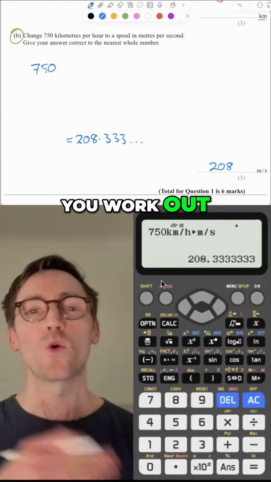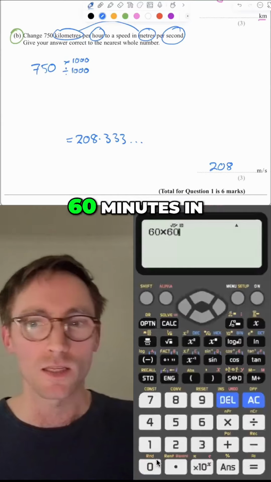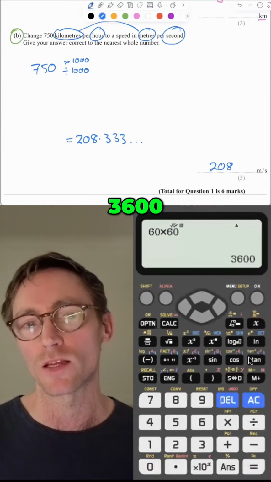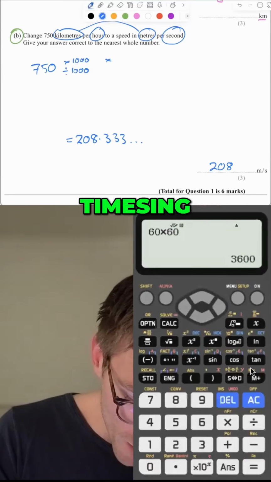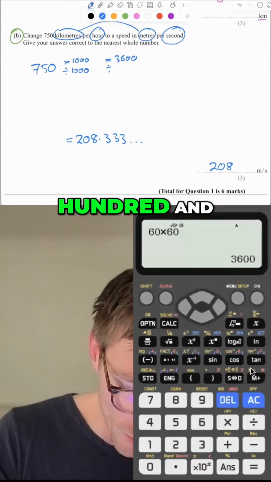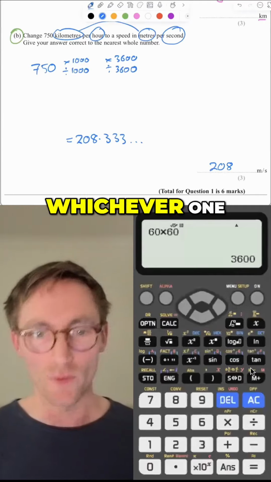Now it's 3,600. Okay, this is worth knowing. But if you didn't know, you could just do 60 times 60 because it's 60 seconds in a minute, 60 minutes in an hour. 60 times 60 is 3,600. So you're then timesing or dividing by 3,600, and just do whichever one gives you 208.